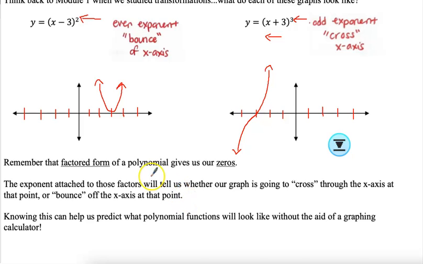If you remember, factored form is going to give us our zeros, which are our x-intercepts. The exponent attached to those factors will tell you if the graph is going to cross or bounce. And then knowing this can help us predict what a polynomial function will look like without the aid of a graphing calculator. So let's get this started.